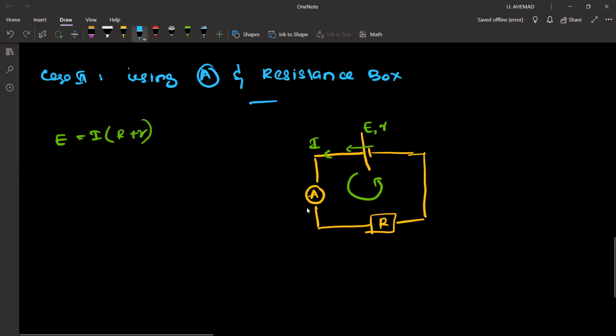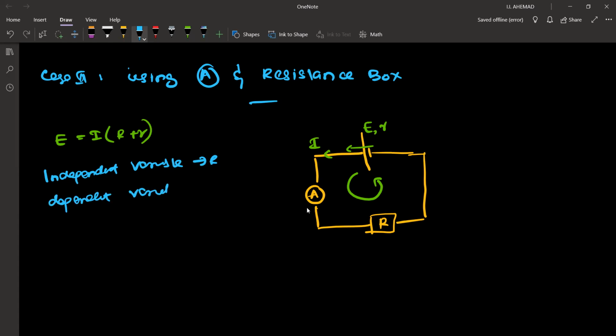Now my independent variable, who am I going to change? I am going to change the resistance value. When the resistance value changes, the current is going to change. Therefore, my independent variable is R, and my dependent variable is going to be I. So we have to bring R to the x-axis and I to the y-axis.